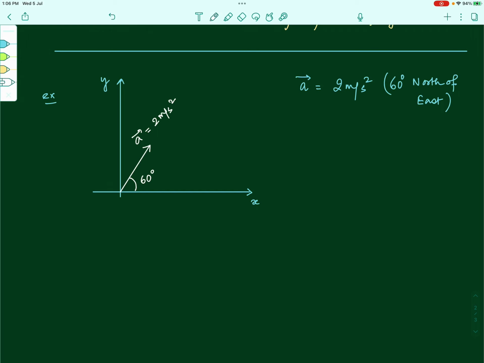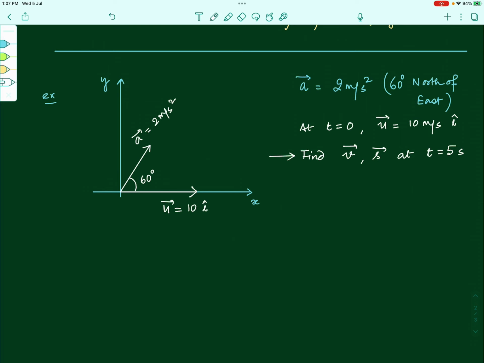What else is given? It is also given that at t is equal to 0, when we start observing the particle, the initial velocity of the particle was found to be 10 meters per second along the x direction. So 10 i cap, this is the vector u. So let us show that also in the same figure. This is the direction of the initial velocity vector along the x-axis. u is equal to 10 i cap. Now the question is to find out the velocity of the particle and its displacement at t is equal to 5 seconds. This is the question in hand.